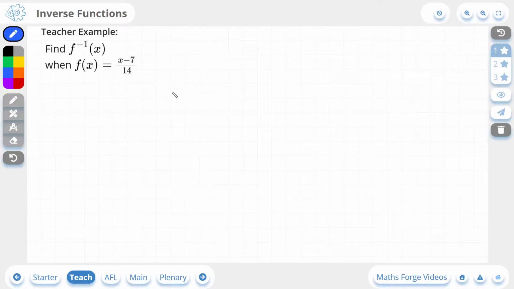So the inverse of a function is essentially the opposite of a function. And in today's lesson we're going to learn how to find the inverse of a function algebraically. So let's take a look at our first example.